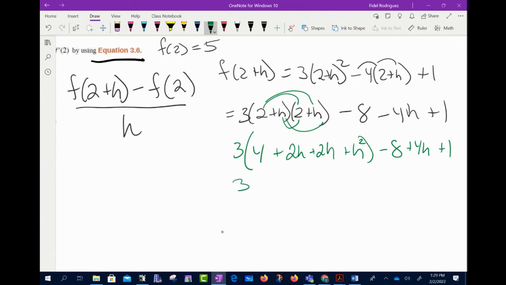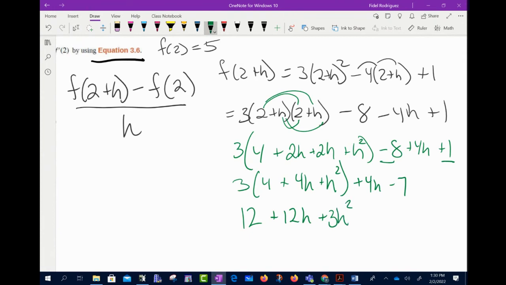Okay, we can combine like terms. 3, 4, 2h and 2h, 4h. Guys, can I combine this minus 8 and that plus 1 to give me a -7? Okay, what's the next step? The 3, let's see, 12 plus 12h plus 3h squared plus 4h minus 7.